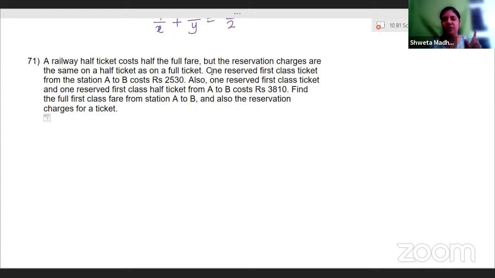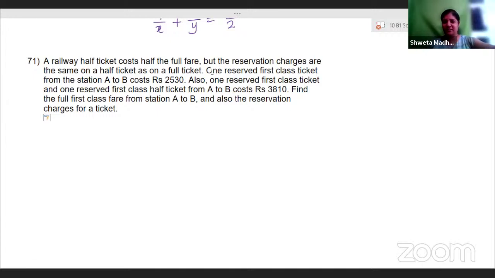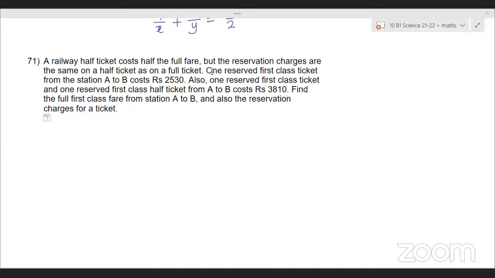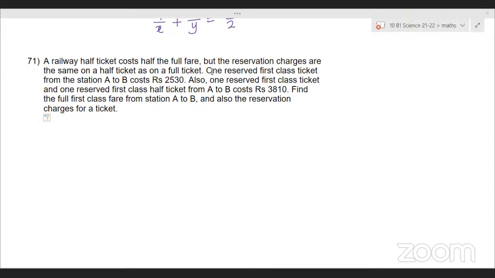So for those two things, we will consider X and Y. The full ticket fare will be X rupees, and the reservation charge we will take as Y rupees. Then what is the cost of one full ticket? Not that one, I'm not asking you that. Suppose X rupees is the ticket cost and Y rupees is the reservation charge. X plus Y. And what is the value of a half ticket? X by 2 plus Y, right?